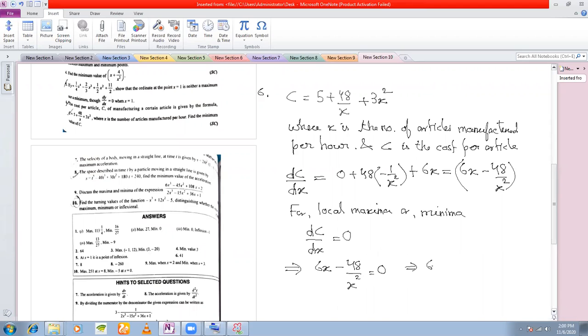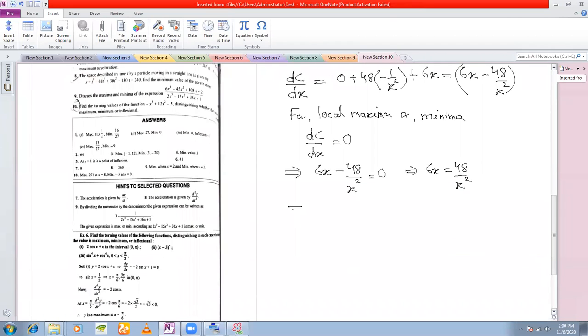That means 6x equal to 48/x square, so 6x cube equal to 48. That means x cube equal to 48/6, which is 8. If x cube is equal to 8, then x is the cube root of 8, which is 2. So we're getting only 1 point, x equal to 2. Therefore, at x equal to 2, we need to check the second derivative.